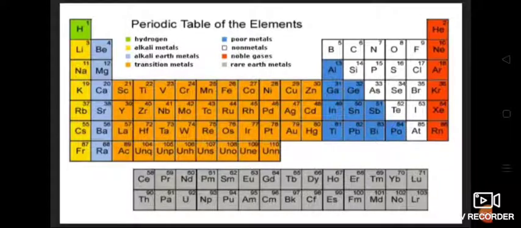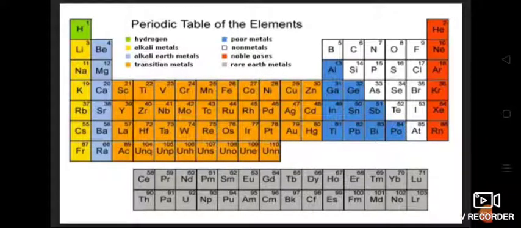And lithium. What is the energy shell? K and L. Beryllium also has K and L. All those elements which are present in the second period have two shells, that is K and L.